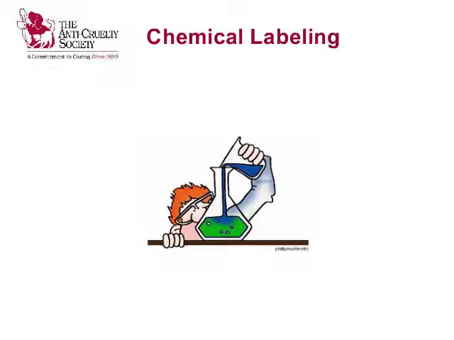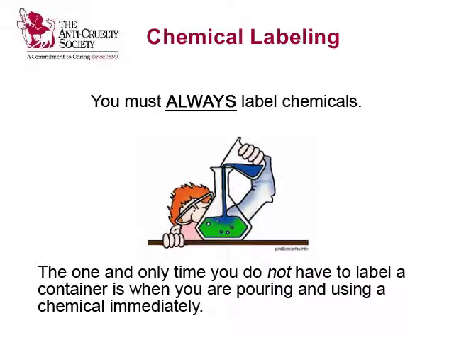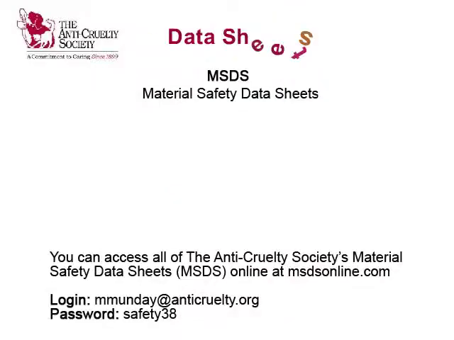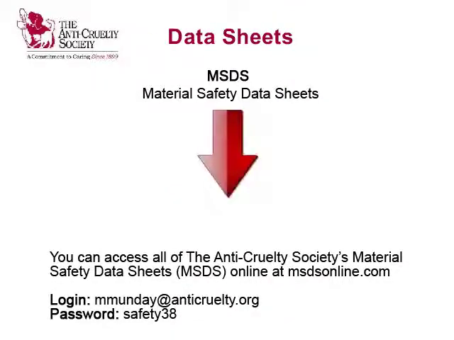You must always label chemicals and dispose of any remaining containers and chemicals properly. The one and only time you do not need to label is when you are pouring a chemical into a container for immediate use. In order to match GHS, MSDS is now SDS, or Safety Data Sheets.